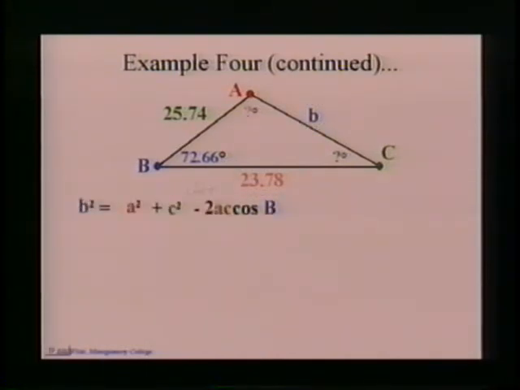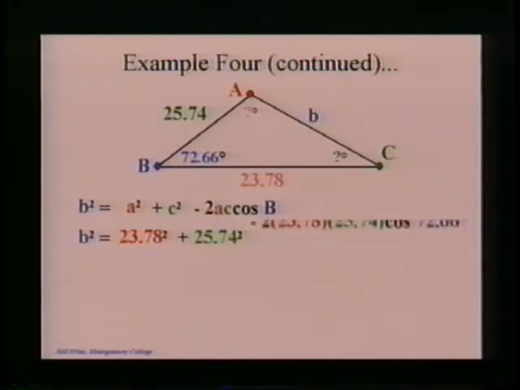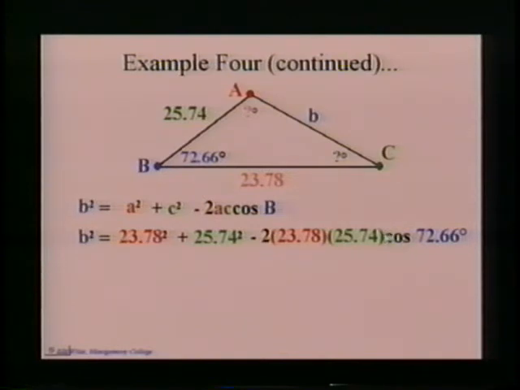B squared, putting in the various numbers into the law of cosines. B will be itself, because you don't know it. A will be 23.78. It's the side opposite A. C will be 25.74. Let's put him in there, and then we'll put them into the other two. And I know what angle B is. This is the SAS.